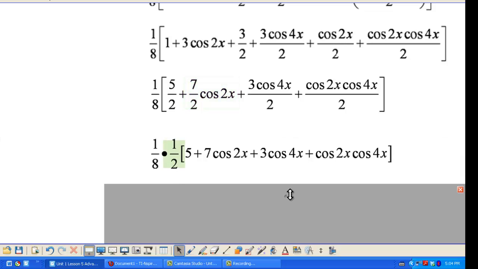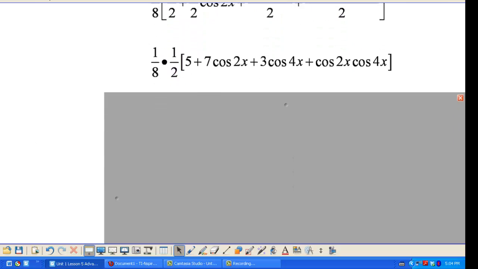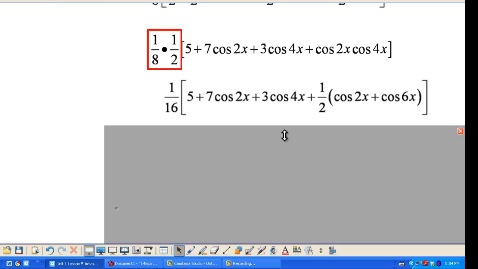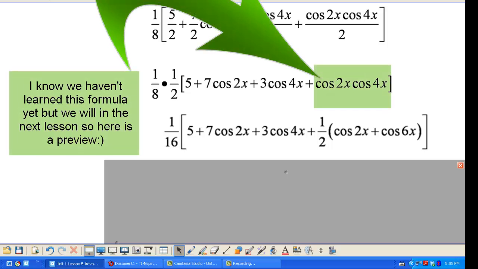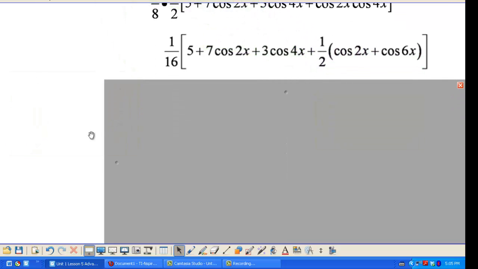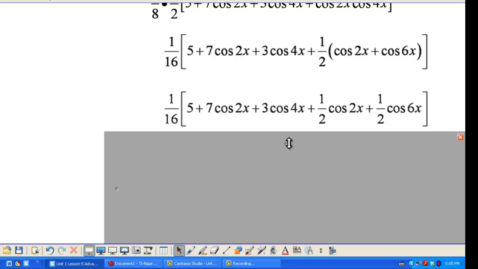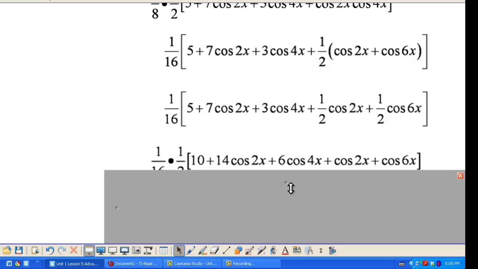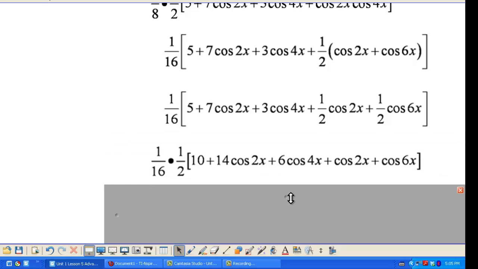Next, I factored out a 1/2. Then it's easy for me to deal with what's left, and I don't have any more denominators of 2. So I factored out a 1/2. 1/8 times 1/2 gives me 1/16. Then I used the product to sum formula for the cosine 2x, cosine 4x. Next, I distributed the 1/2 to the cosine 2x, and I distribute the 1/2 to the cosine 6x. Next, I factored out a 1/2. So when you factor out a 1/2, it's going to cause the 5 to double, the 7 to double, and the 3 to double.